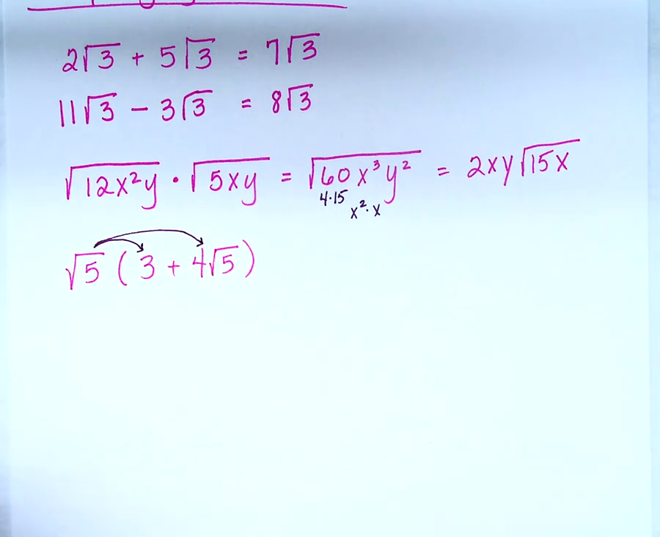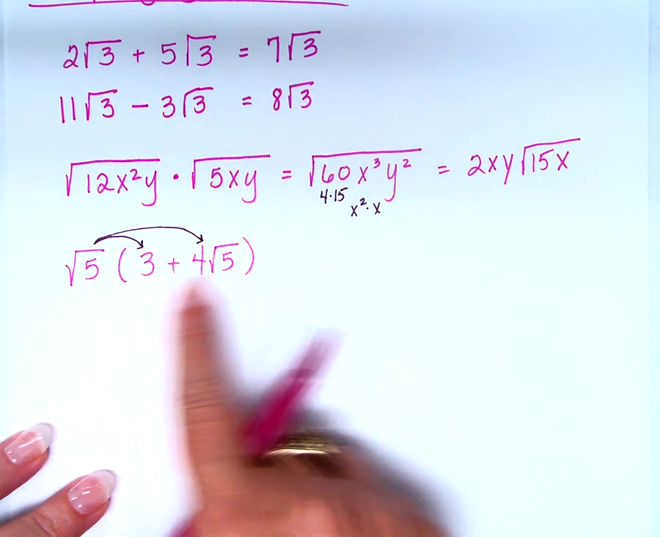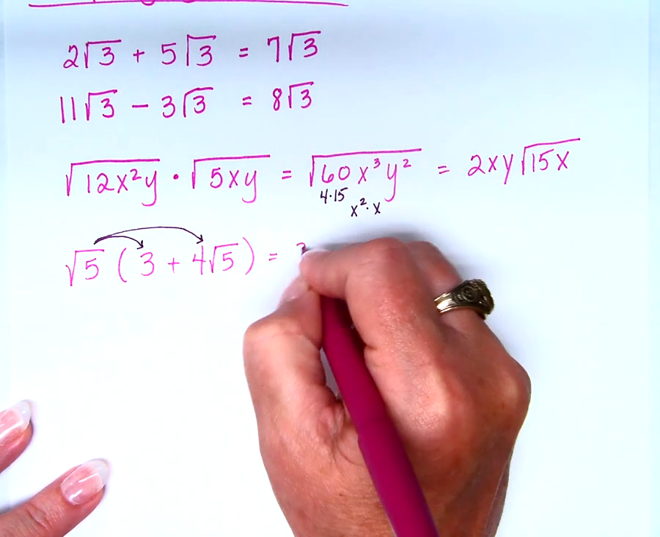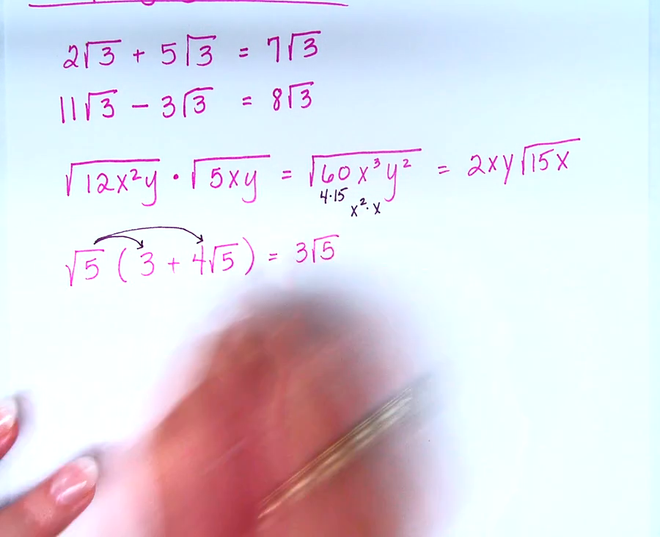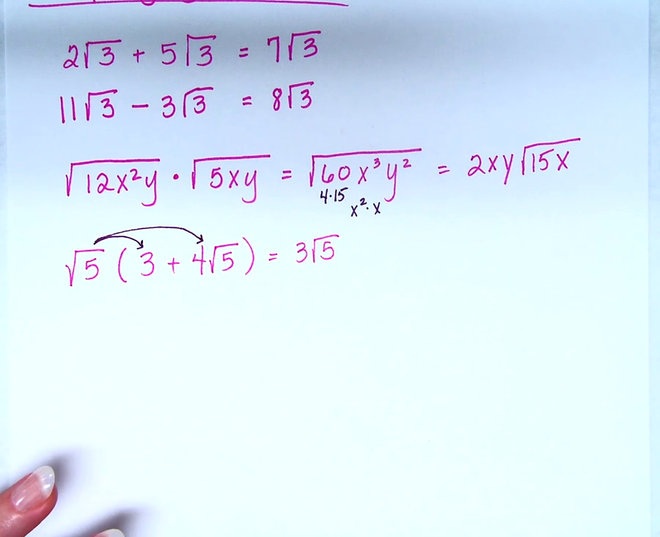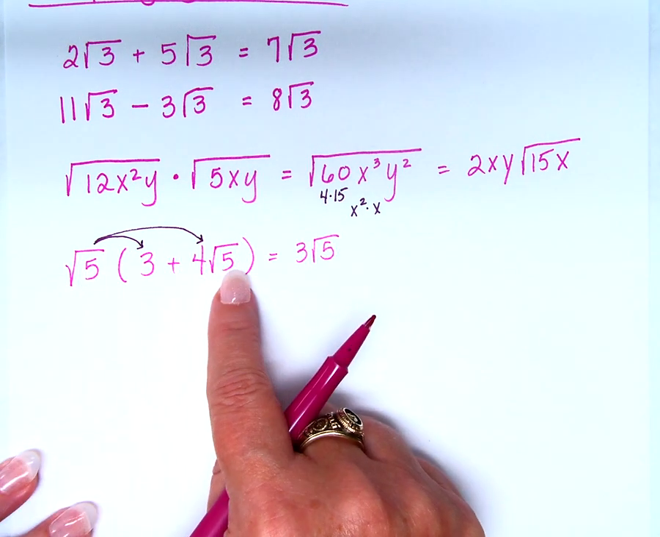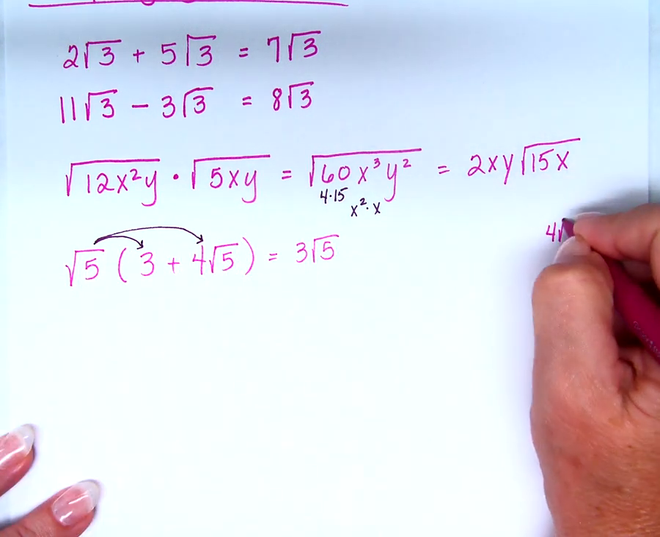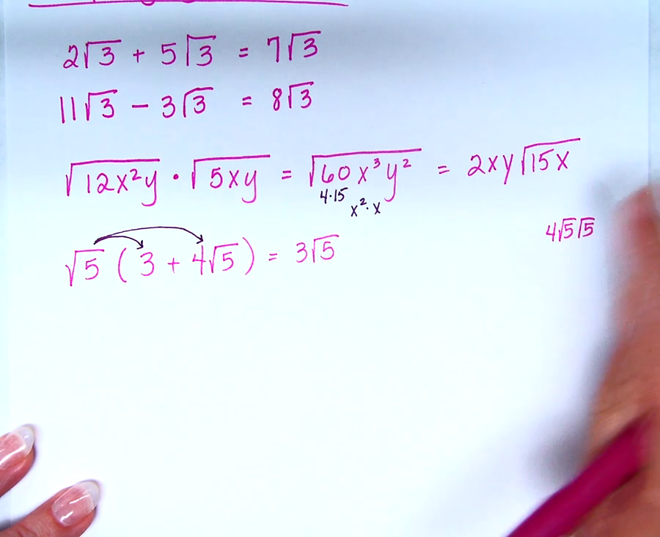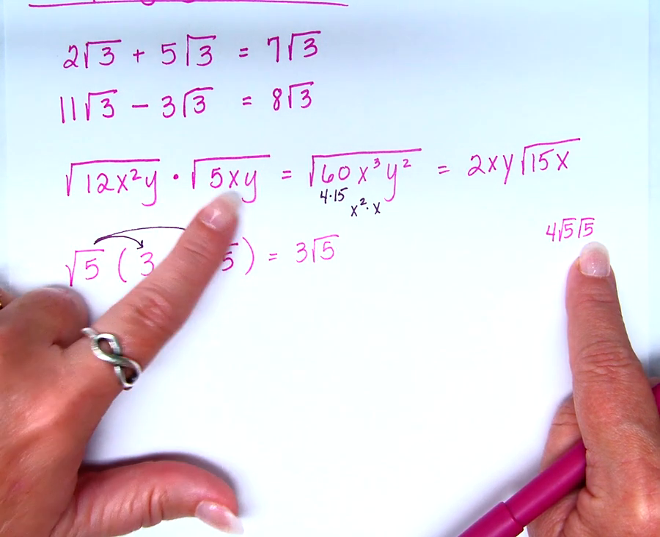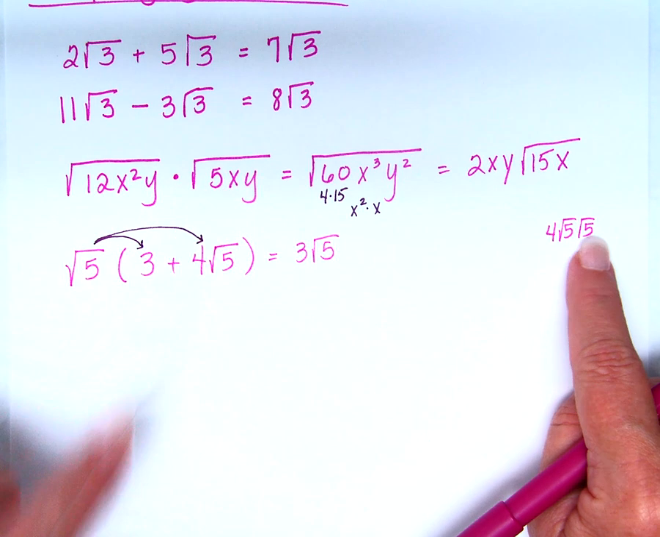So I'm distributing, right? I'm distributing the square root of 5 to each term. What's the square root of 5 times 3? 3 square root of 5. Is that difficult? Okay. What do I do when I have the square root of 5 times 4 times the square root of 5? I have 4 square root of 5 times the square root of 5. What is the square root of 5 times the square root of 5? Think about the rule we just did here. Square root of 25, right?